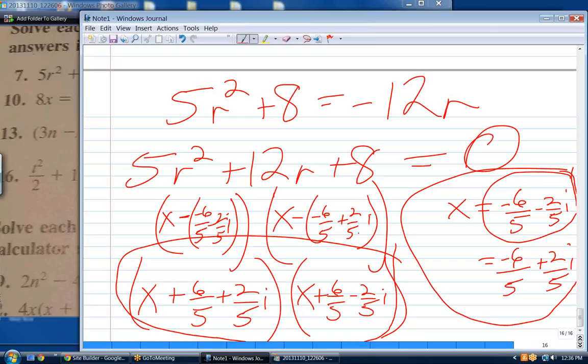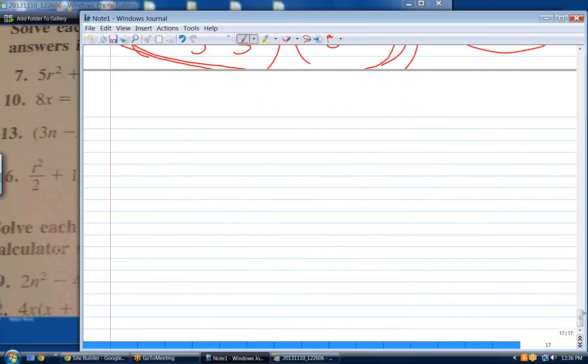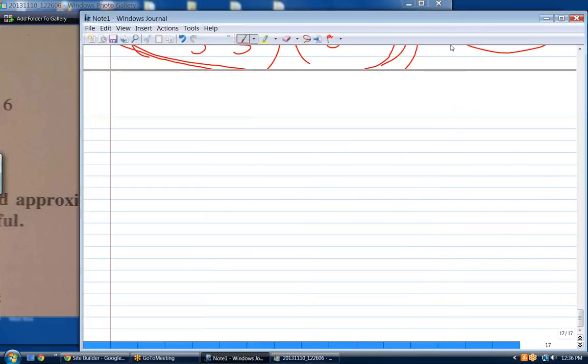Now, if you were to put these two linear factors into your calculator and say multiply, you will get this. Okay. So just make sure you understand the difference between the answers and the factors. Okay.